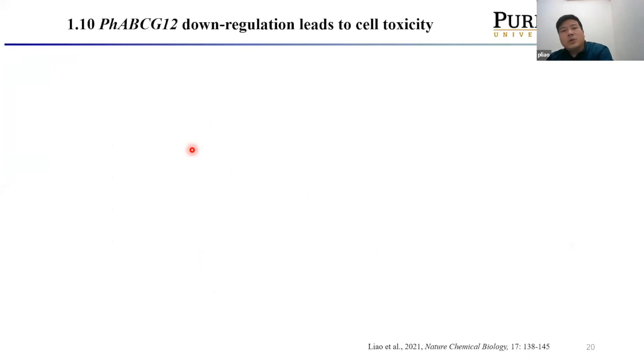So because we know that if the amount of volatiles is too high in the plasma membrane, it will cause toxicity, here we use a method to check whether the accumulation of the internal volatiles caused disruption of the plasma membrane or not.